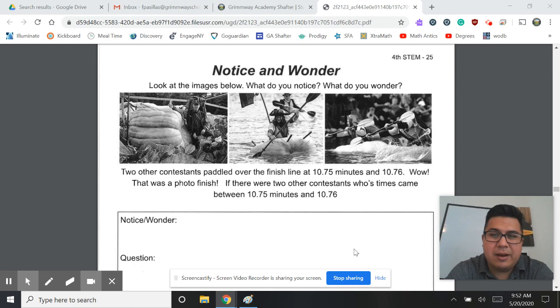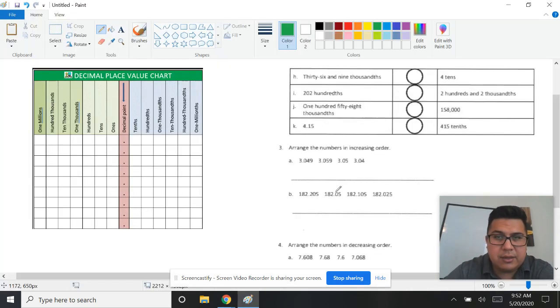I want you to think about your place value and show me with a model. Maybe think of your place value decimal chart and see if you can make up a number that goes in between that. Let's move forward. This is your Engage New York worksheet, and this is what we're going to be working on. I can't wait to see your answers in your Flipgrid video on what you came up with. So let's go with this one.